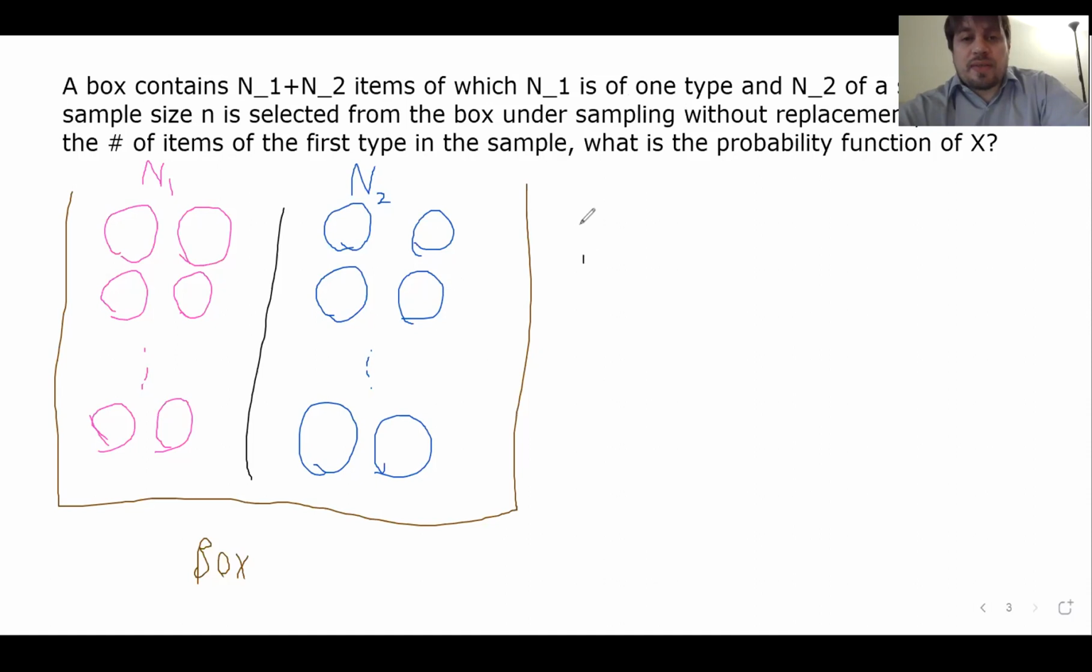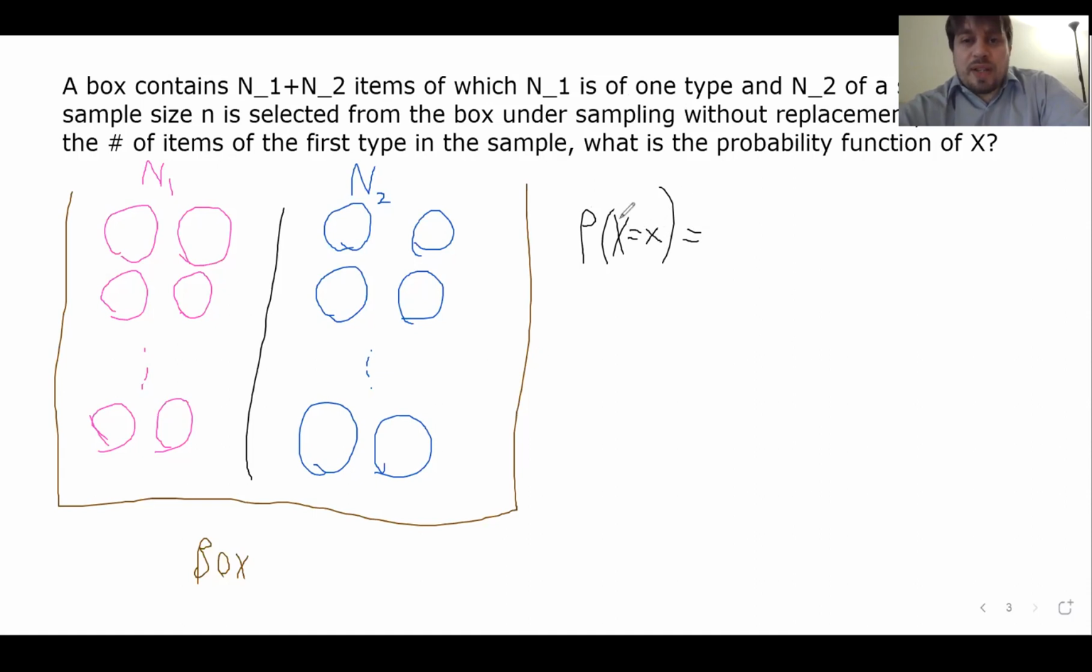We want the probability function of X. The probability that capital X takes on some fixed value, called little x. This is little x here, that's capital X. Just to really exaggerate it, I'm going to write the x really small.